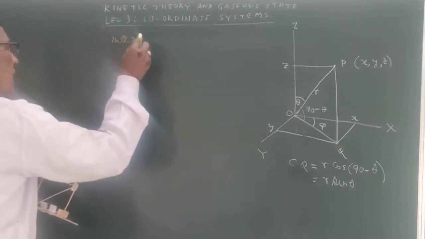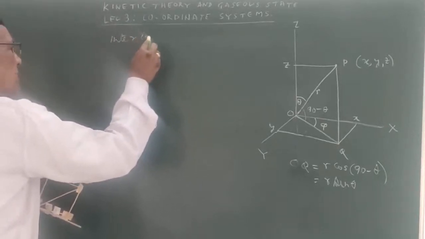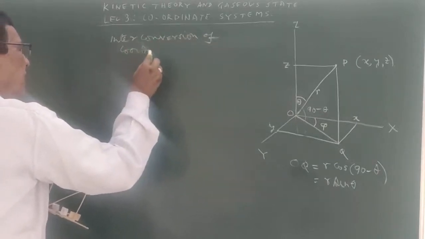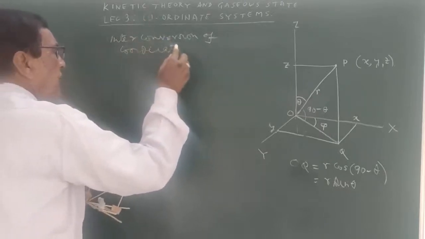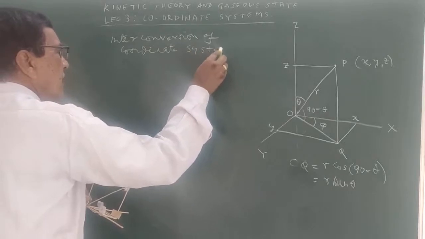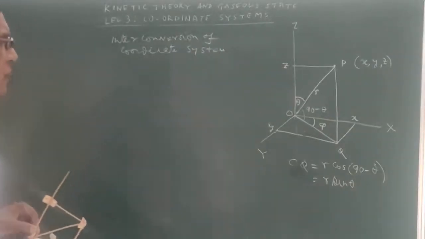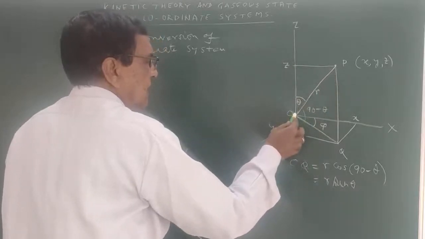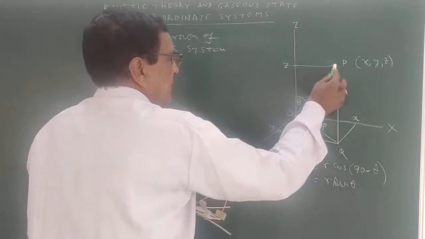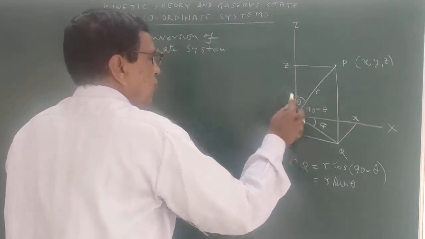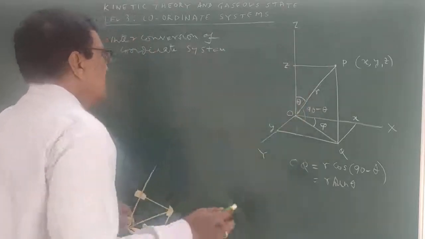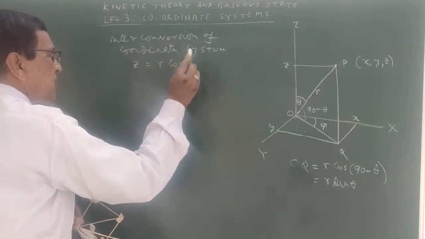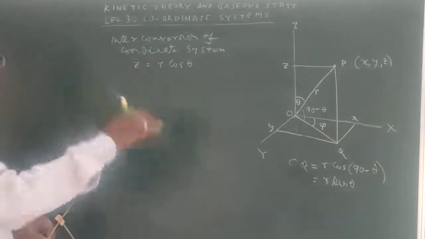Interconversion of coordinate systems. First of all, we see the triangle. This is a right angle triangle. This one is the base, this is perpendicular, and this is the hypotenuse. So OJ is the base. So z equal to hypotenuse r and cos theta. So if you know this r and theta, then you can find out this value of z.